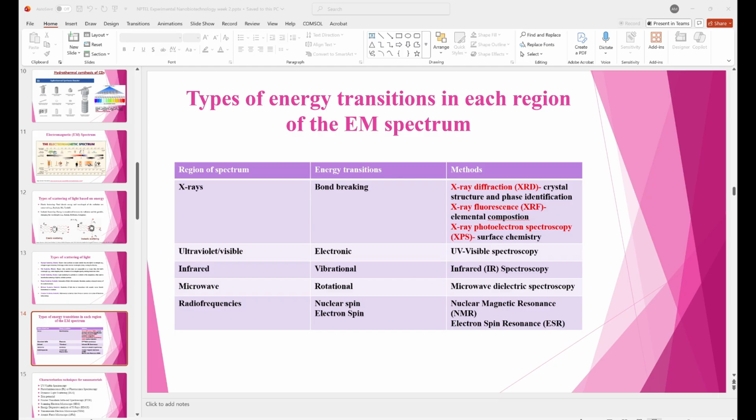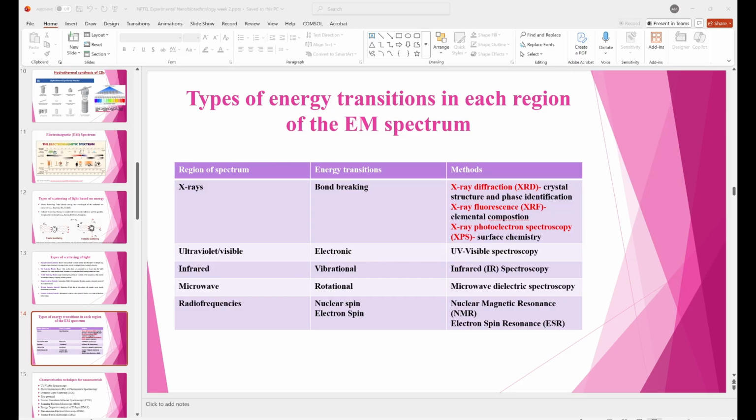Okay, then the next region in the spectrum is ultraviolet or visible. The energy transition is electronic. The method is called UV visible spectroscopy. This has also been discussed in this course. So the energy transition in UV visible spectroscopy is electronic.